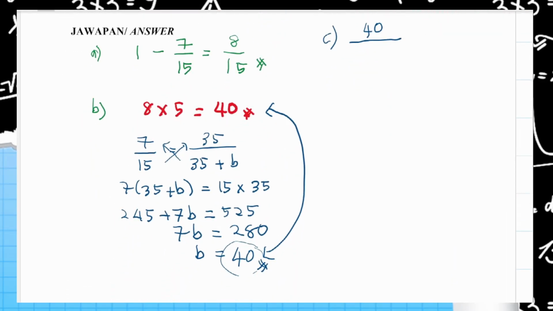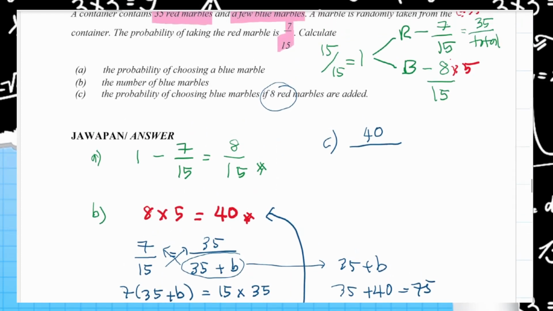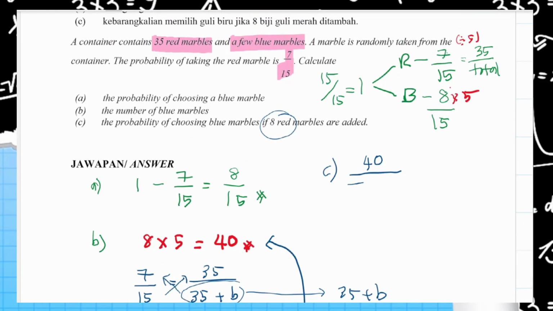For the total here, we don't have the value of the total, right? But from this one, we know the total is equal to 35 plus B, and we already know the value of B, so 35 plus 40 equal to 75. So first total is 75, but then this one add with 8 red marbles, so 75 plus 8. So you will get 40 over 83. And this one you cannot simplify, so just write your answer in this form.